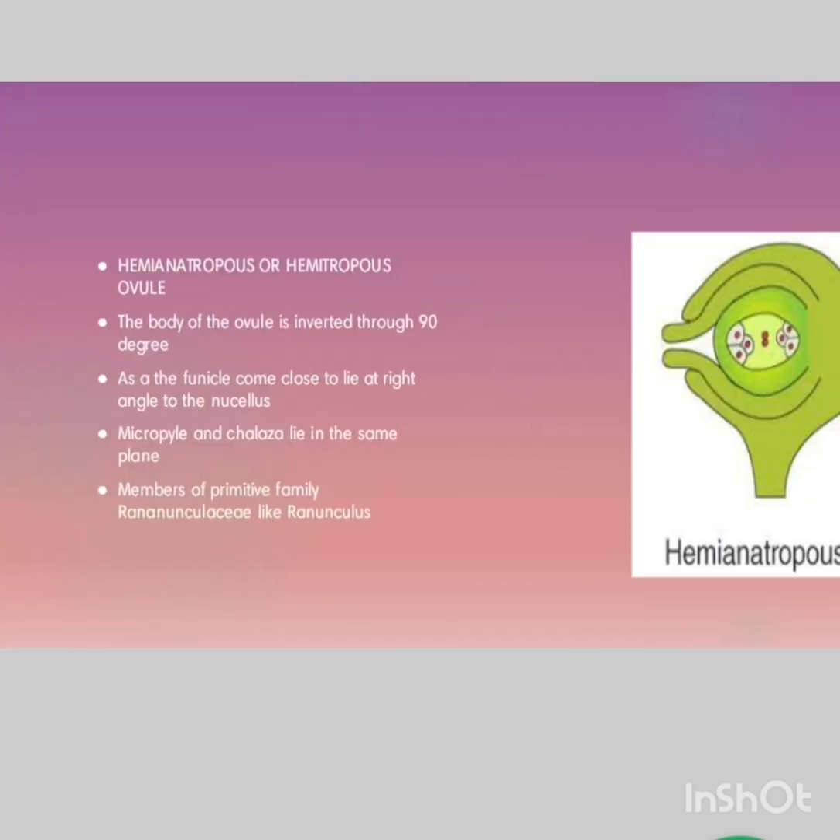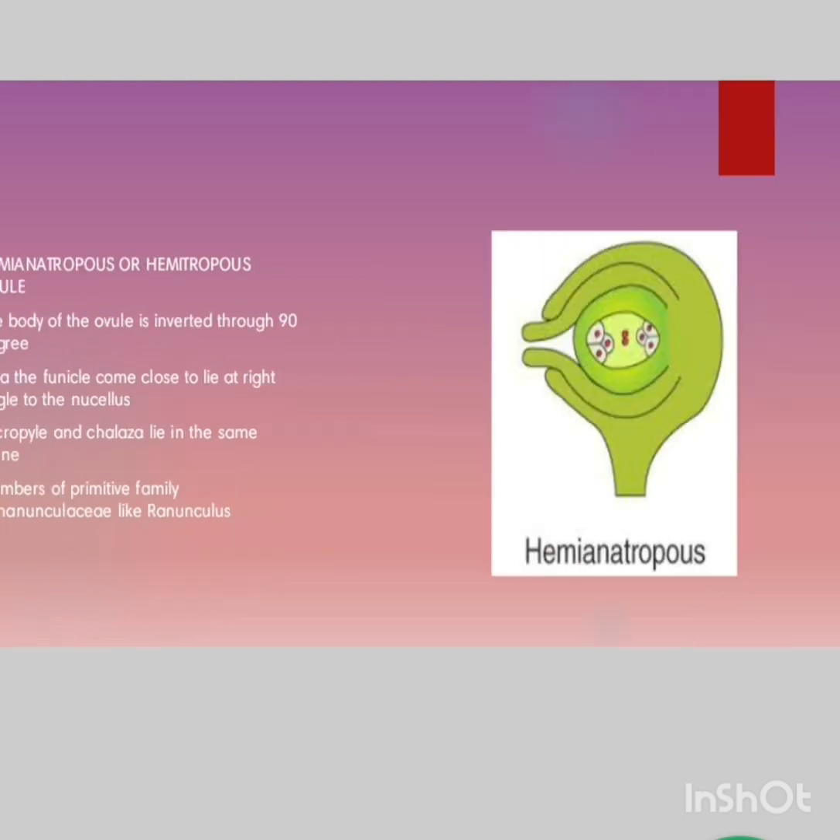Next is the hemianatropous or hemitropous ovule. The body of the ovule is inverted through 90 degrees. As the funicle lies at a right angle to the nucellus, micropyle and chalaza lie in the same plane. Members of a primitive family like Ranunculus or Ranunculaceae.